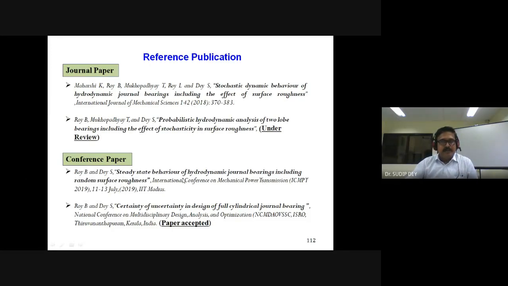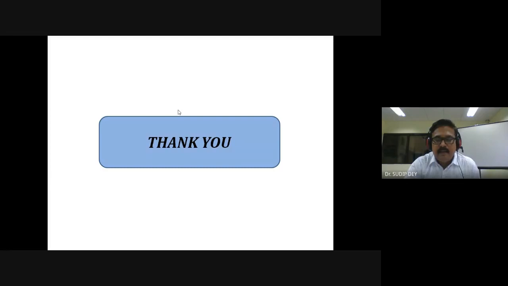We have another two conference papers. One is already published at a conference at IIT Madras, and another paper is already accepted at one ISRO conference. And these are the reference papers wherein you can get the details of this formulation part. Thank you.